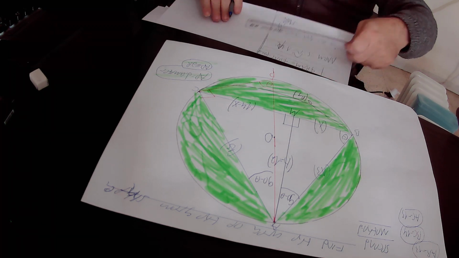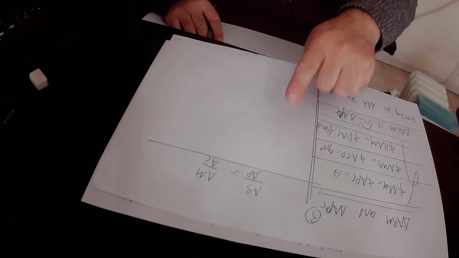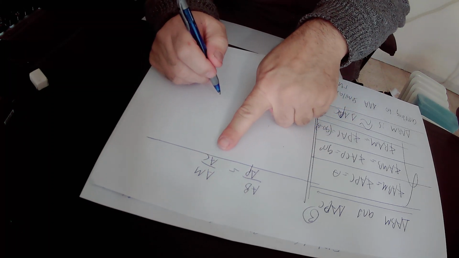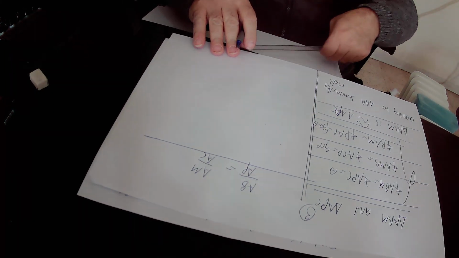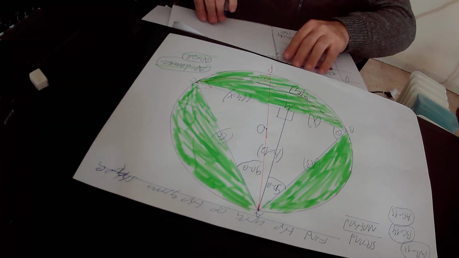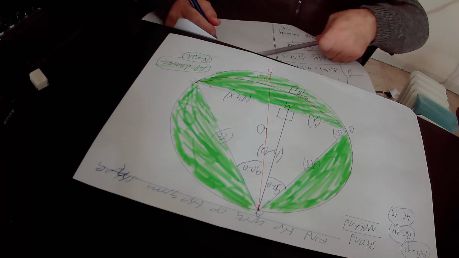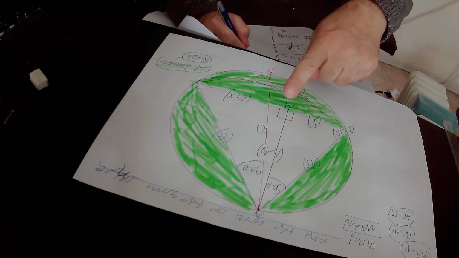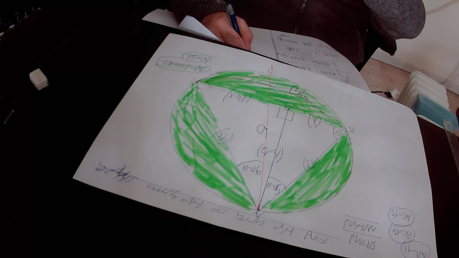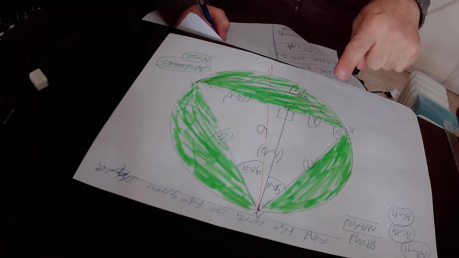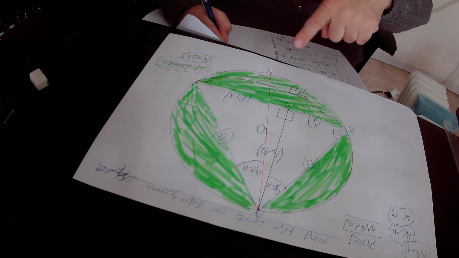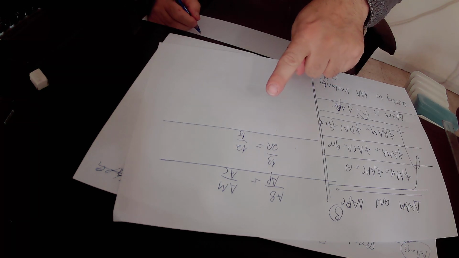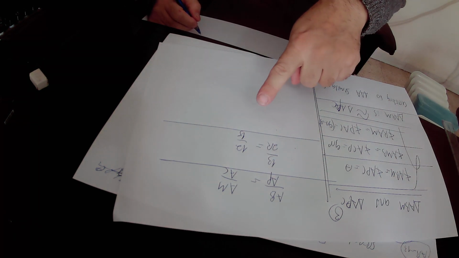I'll repeat again. We derive that AB over AP equals AM over AC. So AB is 13 over AP, that is 2R, it is the diameter of the circle, and it is equal to AM. AM is 12 over AC, that is 15. So in conclusion, we found that 13 over 2R equals 12 over 15.